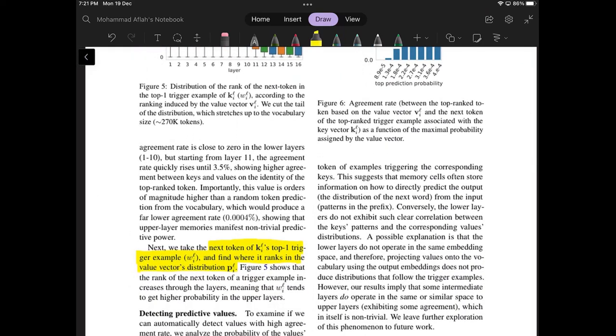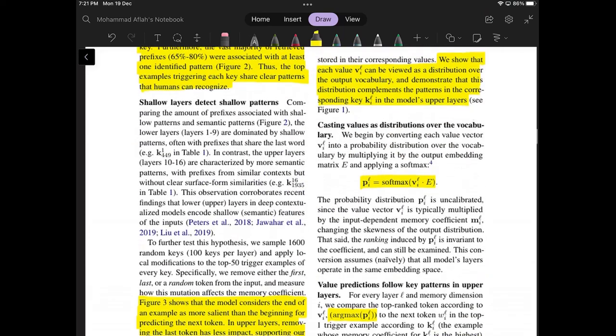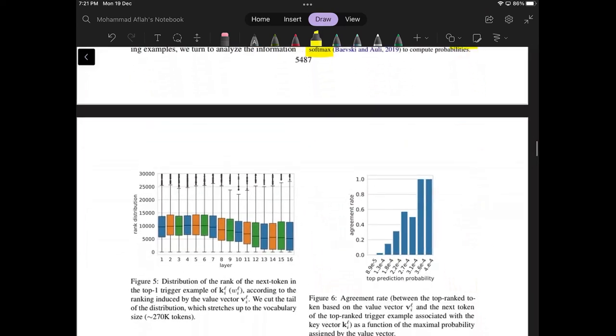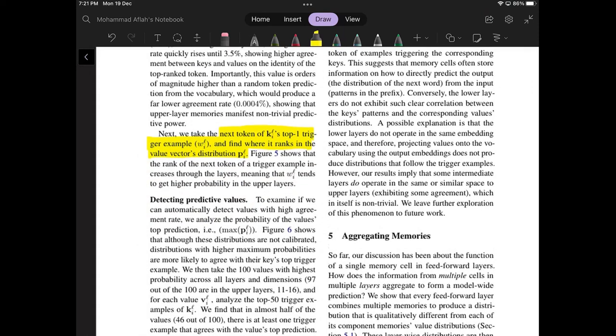Next, we take the next token WIL again and find where it ranks in the value vectors distribution. So right now this was the key vector. No, this wasn't the key vector. This was just the argmax over the probability distribution, which was computed using the value vector again. Maybe we'll get back to this at a later stage.